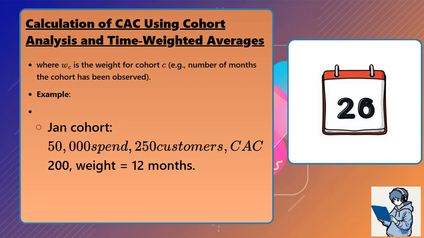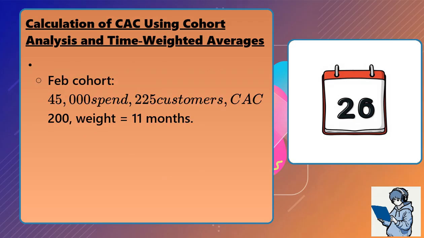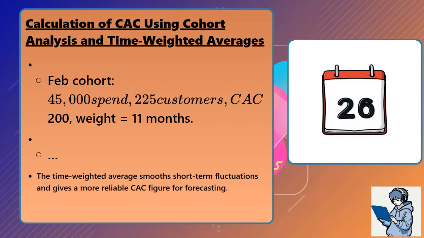Example: January cohort, $50,000 spend, 250 customers, CAC equals $200, weight 12 months. February cohort, $45,000 spend, 225 customers, CAC equals $200, weight 11 months. And so on. The time-weighted average smooths short-term fluctuations and gives a more reliable CAC figure for forecasting.